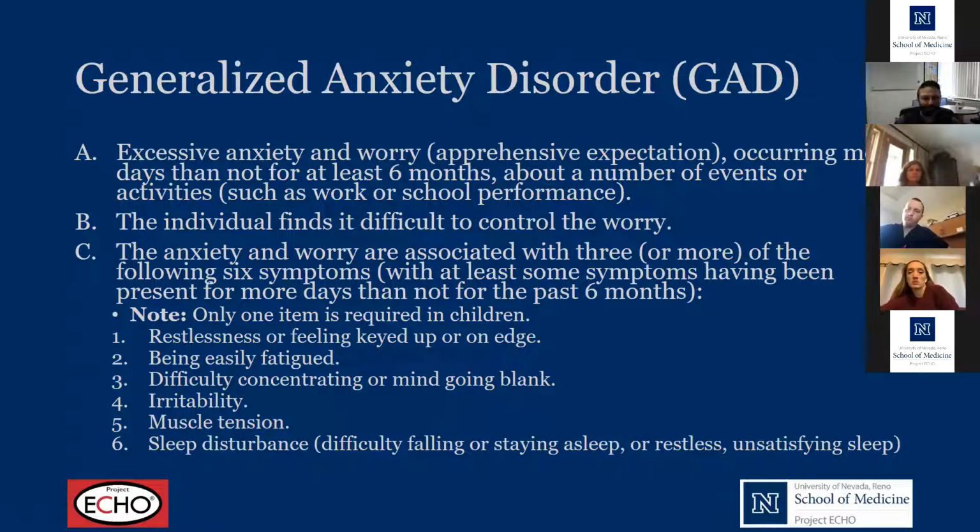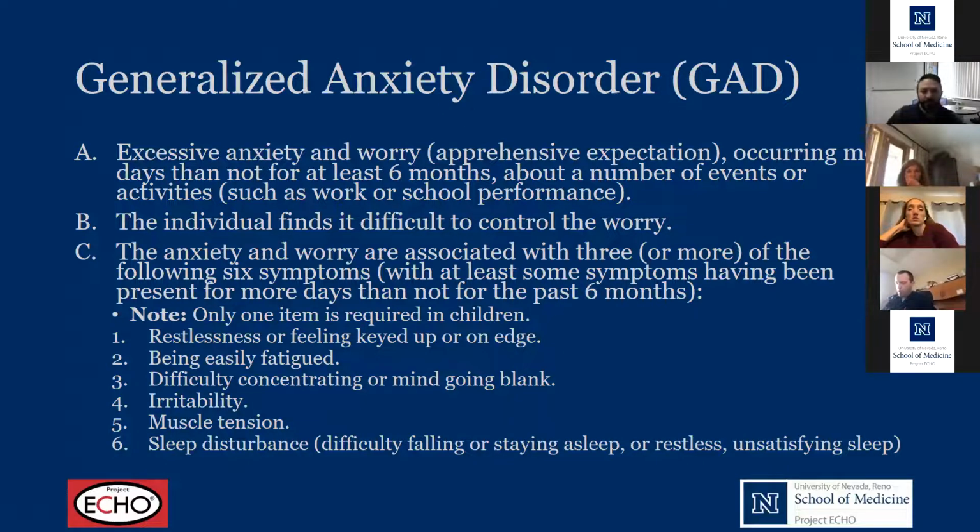Generalized anxiety disorder is our typical big one for adults that we all know. But in kids, we tend to see it present a little bit differently. We have to have excessive anxiety and worry occurring more days than not for at least 6 months about a number of events or activities. And it's somewhat vague: work, school performance, friends, future, finances, home, anxiety about our family. We do find it difficult to control the worry.